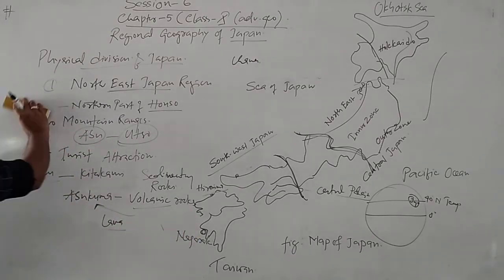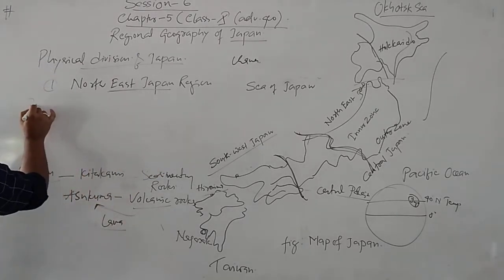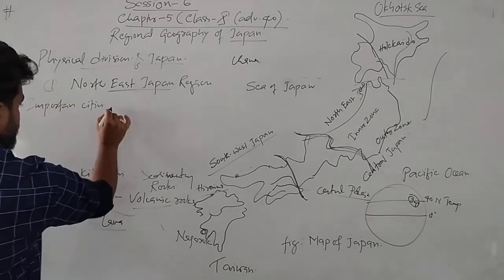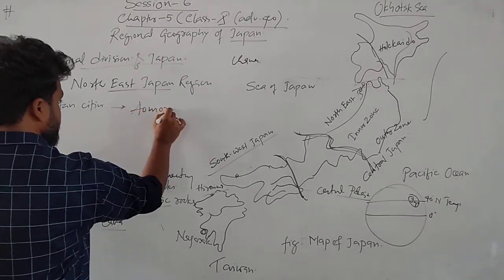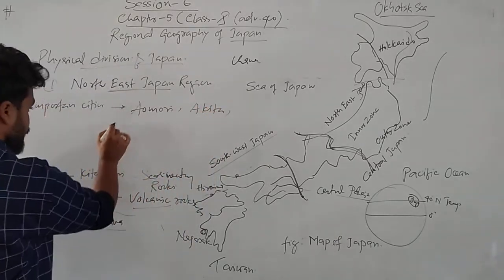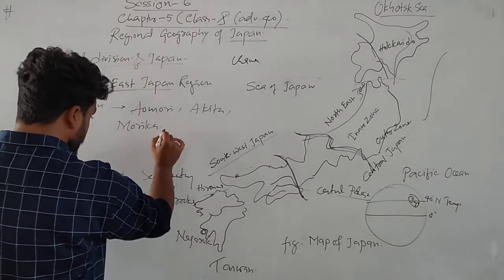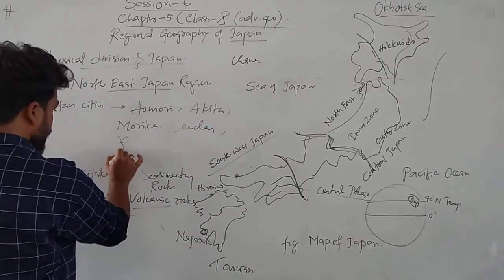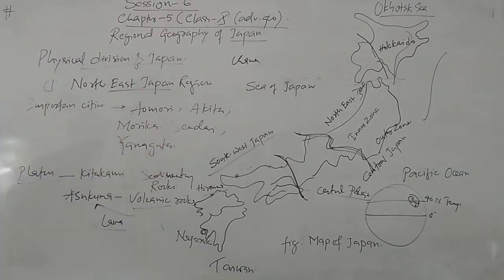Again here we will see the important cities. Important cities. Aomori, this is one of the important cities. Akita, one of the important cities. Morioka, Sendai, then again Yamagata. Okay, these are the important cities of northeastern Japan.